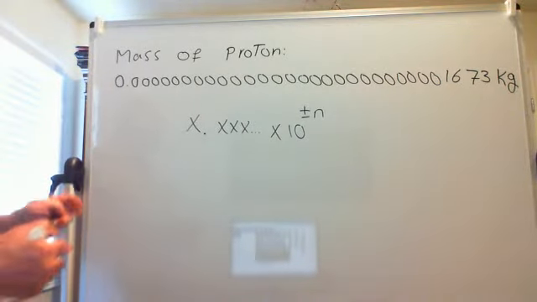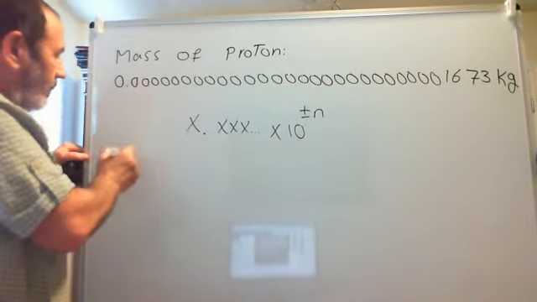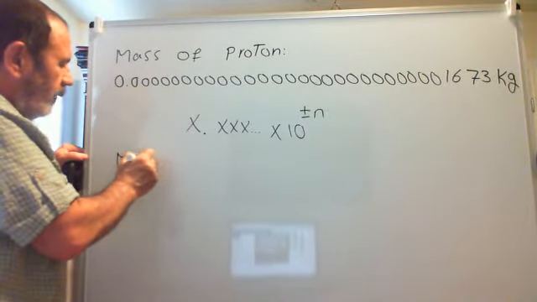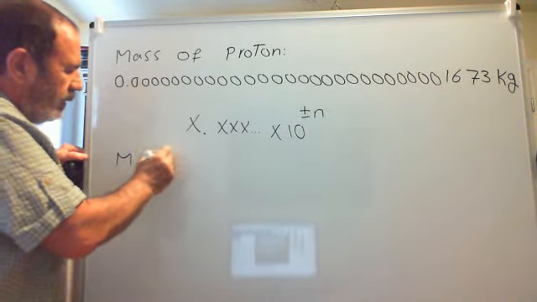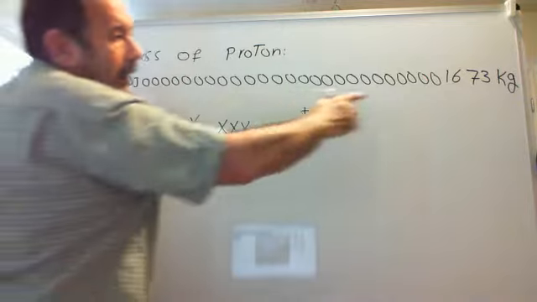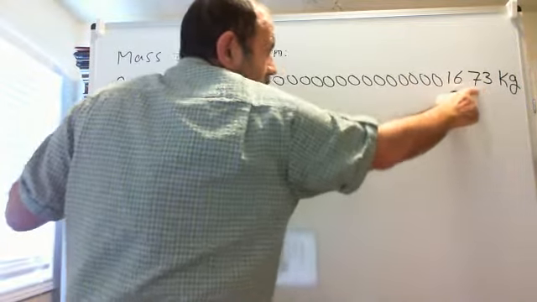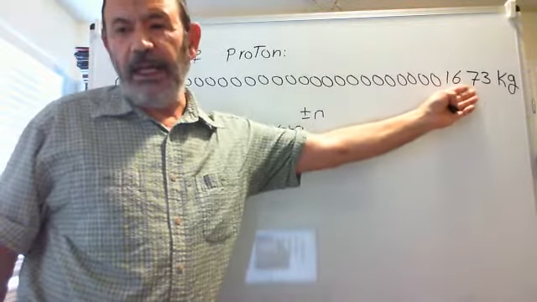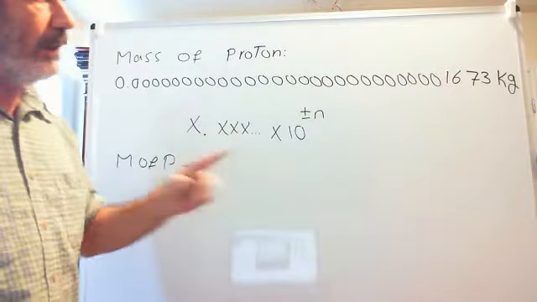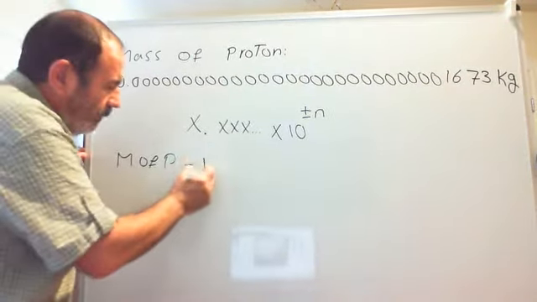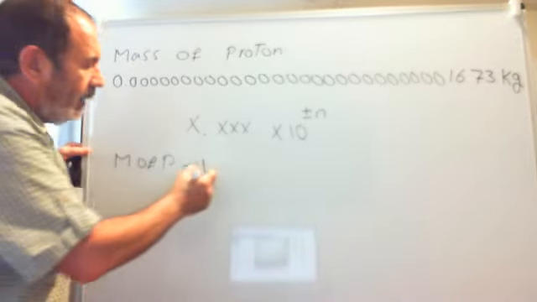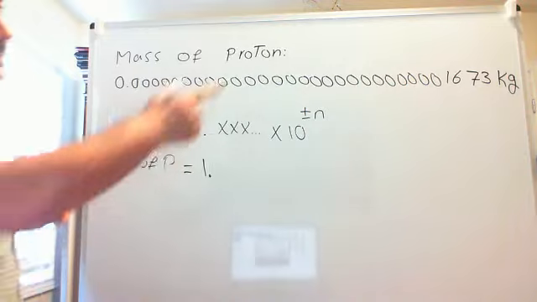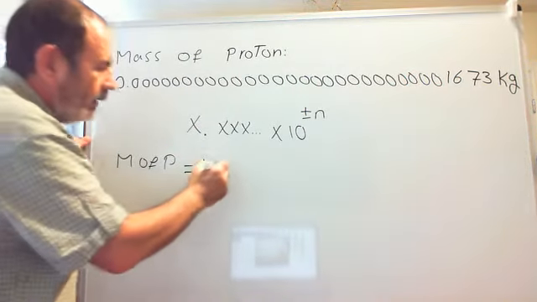So as an example, if I want to convert the mass of a proton to scientific notation, these are the non-zero digits that I have: 1, 6, 7, and 3. I keep only one of them before the decimal, and then after the decimal I keep all the non-zero digits, which are going to be 6, 7, 3.